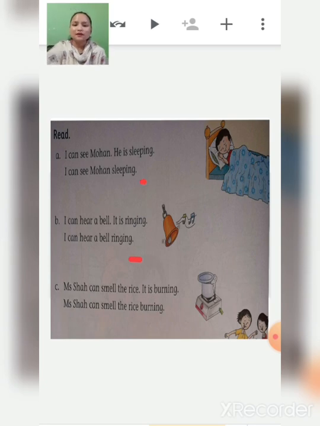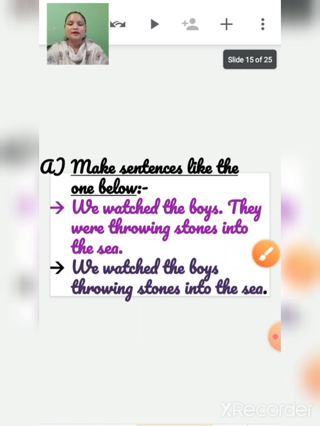So simple is, seeing -ing form, you can understand that it is a present participle. Okay, Miss Shah can smell the rice, it is burning. Miss Shah can smell the rice burning. Now let's do the exercise here.